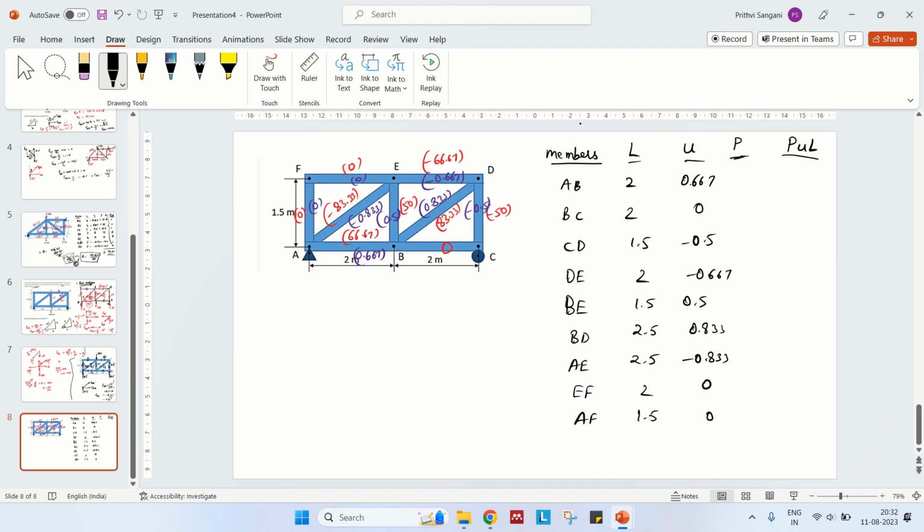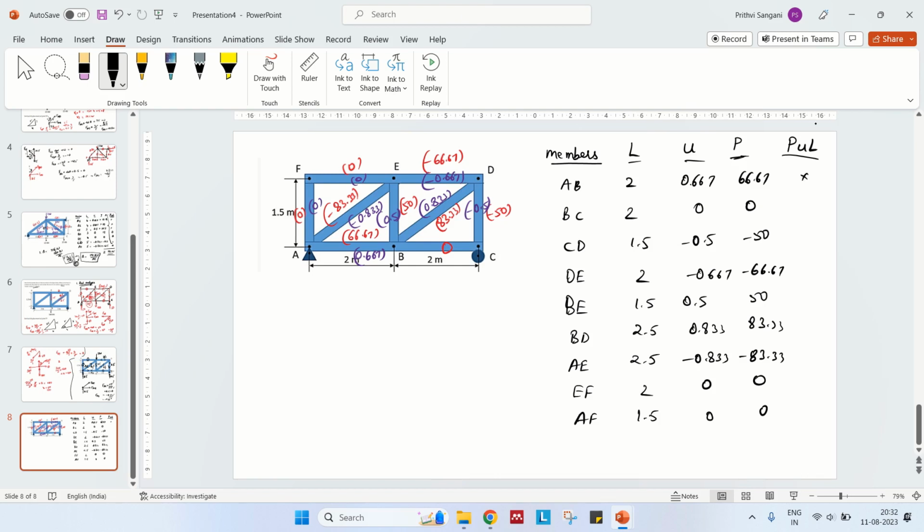Let us write P. So P is the internal forces due to the real loads, whatever we have written in red color. AB is 66.67. BC is 0. CD is minus 50. DE is minus 66.67. BE is 50. BD is 83.33. AE is minus 83.33. EF is 0 and AF is 0.